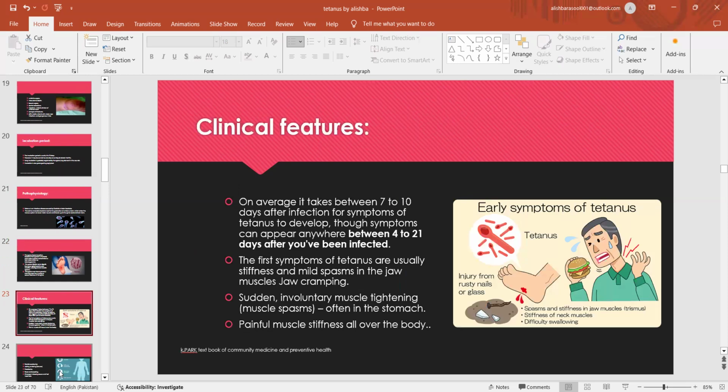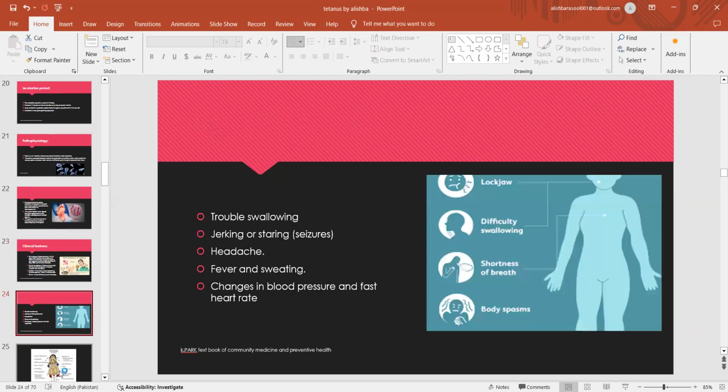Clinical features. On average, it takes between 7 to 10 days after infection for symptoms of tetanus to develop. Those symptoms can appear anywhere between 4 to 21 days after you've been infected. The first symptoms of tetanus are usually stiffness and mild spasms in the jaw muscle, jaw cramping, suddenly involuntary muscle tightening, often in the stomach, painful muscle stiffness all over the body, trouble swallowing, jerking or staring, headache, fever and sweating, changes in the blood pressure, and fast heart rate.